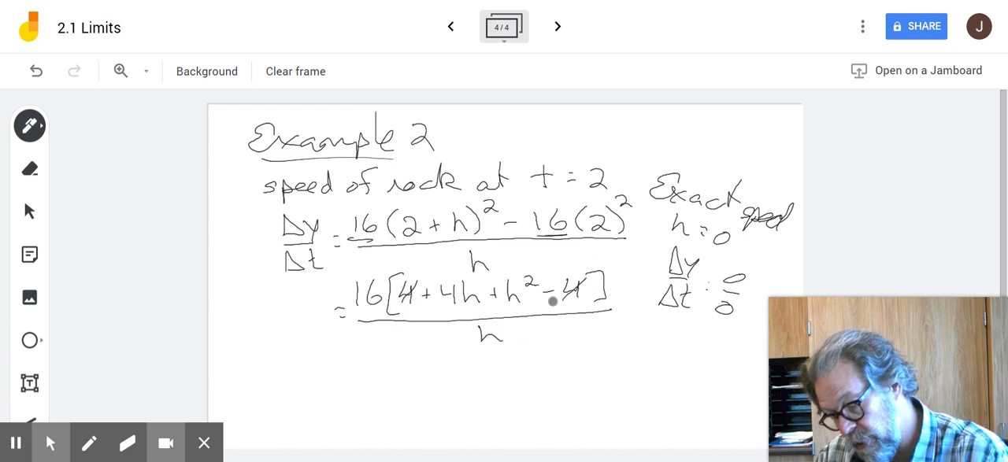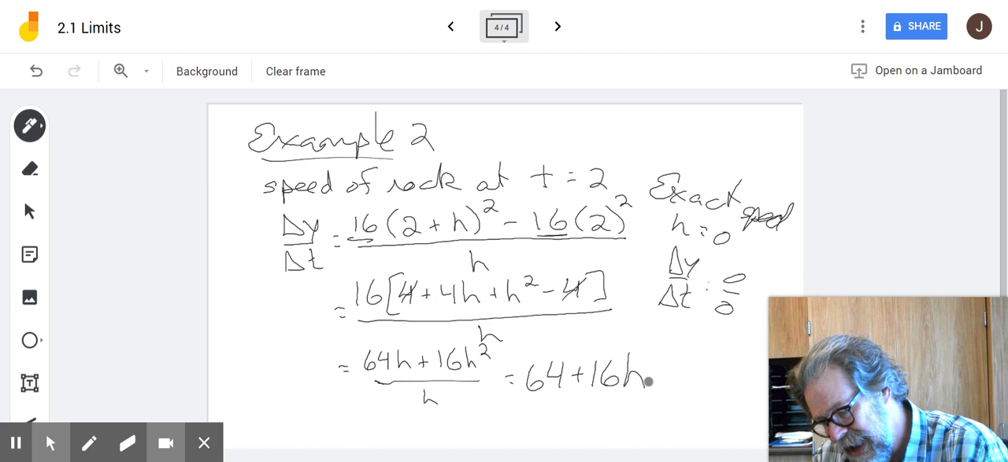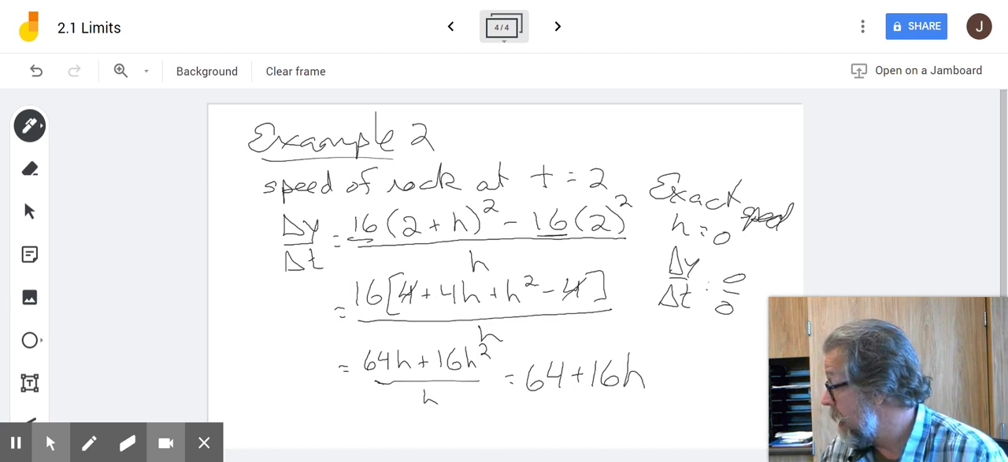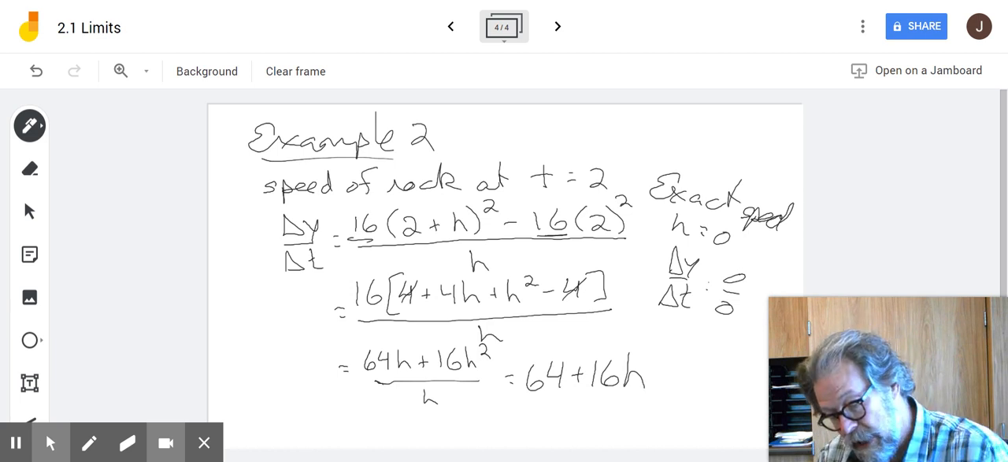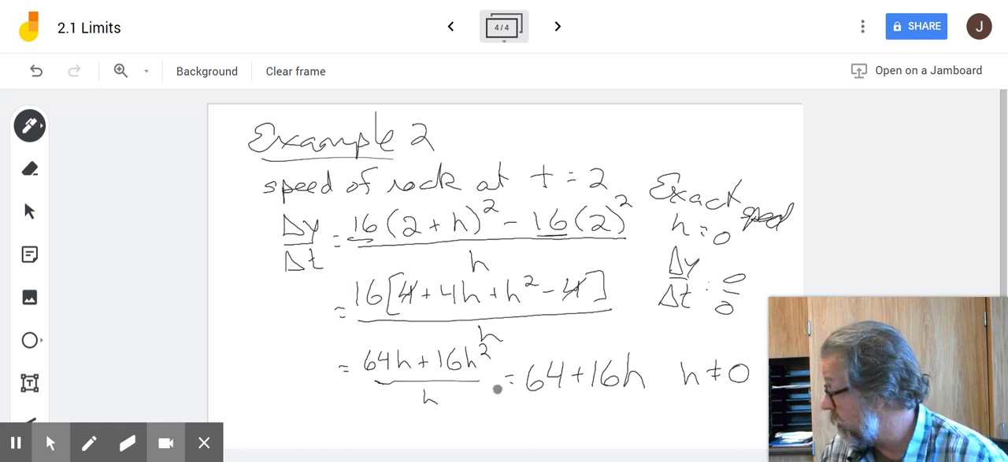4 minus 4 is 0. So this becomes 16 times 4h, which is 64h, plus 16h squared, divided by h. But this is 64 plus 16h. And as long as h is not 0, these expressions are equivalent to each other. If h is 0, of course, this isn't true because we had to divide by 0 in order to get there.